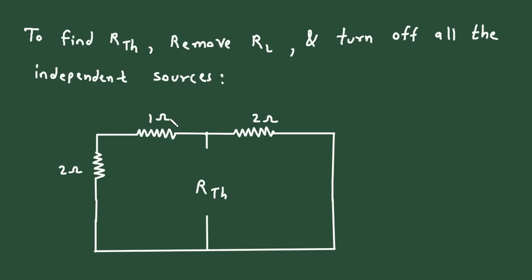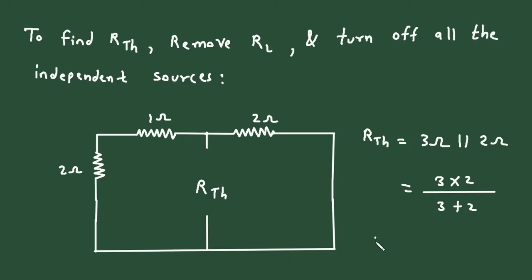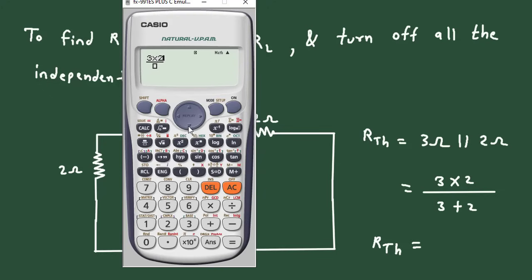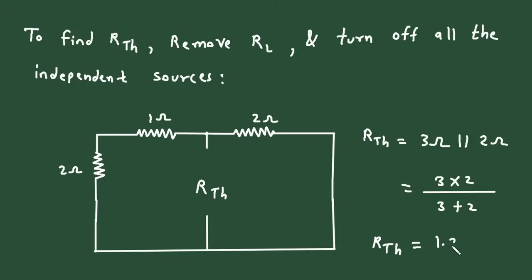Now here we can see this 1 ohm and this 2 ohm are connected in series, and this 2 ohm is connected in parallel to this, so it will be 3 ohm. Here we can write RTH is equal to 3 ohm parallel with 2 ohm. So it will be 3 multiplied by 2 divided by 3 plus 2. If we solve, we get RTH is equal to 3 into 2 divided by 3 plus 2, so it is 1.2 ohm, the value of RTH.